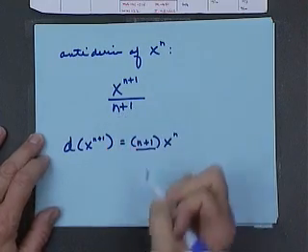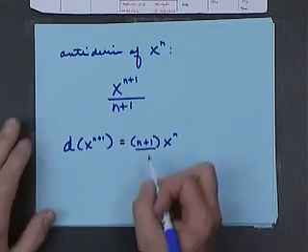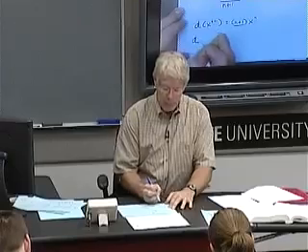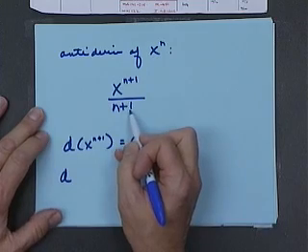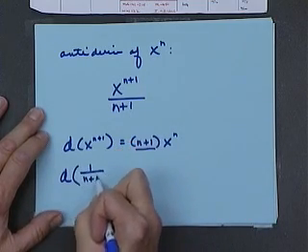Divide by it. So the antiderivative of x to the n is going to be x to the n plus 1 divided by n plus 1. Now let's check that. And by the way, divided by n plus 1 is the same thing as 1 over n plus 1, right?